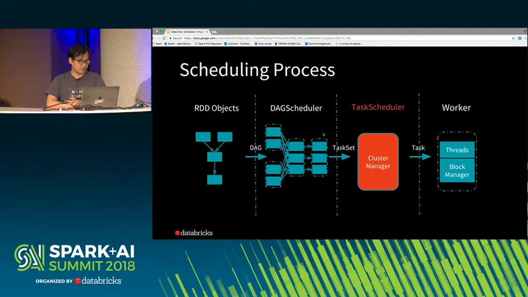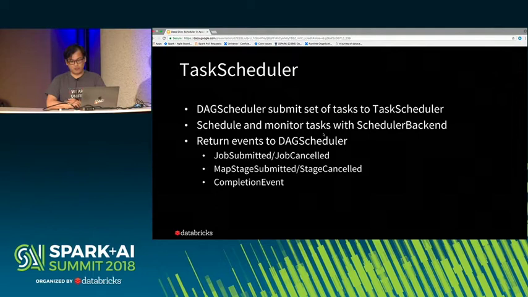So a task scheduler actually works like this: the DAG scheduler submits a set of tasks to the task scheduler, and the task scheduler schedules and monitors tasks with the scheduler backend, and it returns the events to the DAG scheduler. For jobs, there are job submitted and job canceled, and for stages, there are map stage submitted and stage canceled, and for a single task, there is a completion event. Either the task finished successfully or the task ended with a failure.